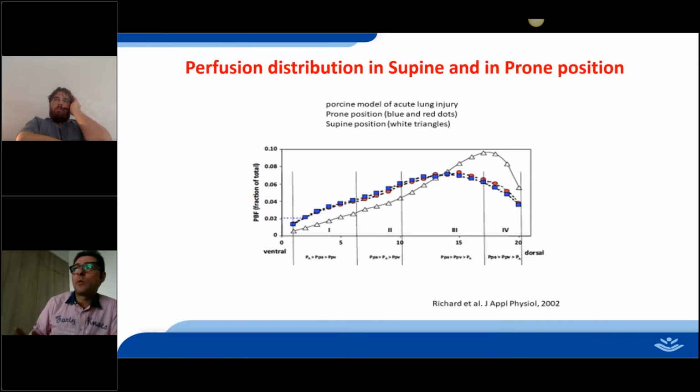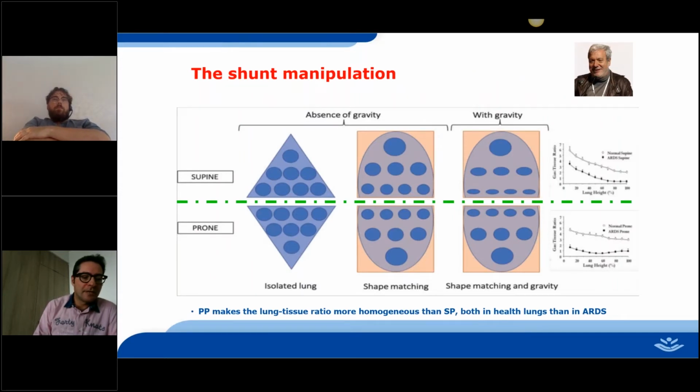If we want to ask why the prone position helps, we must take into account that pronating our patients, children and adults, doesn't impact the perfusion of our lung, because both in supine position and in prone position we have the same perfusion of the lungs. So what improves the oxygenation during the pronation is the improvement of the ventilation perfusion mismatch. In particular, the prone position renders the gas tissue ratio more homogeneous.